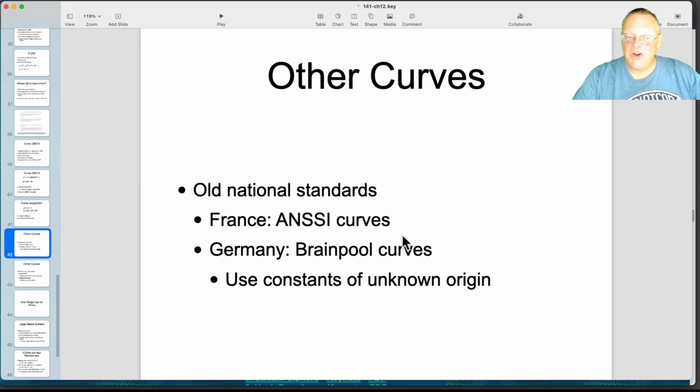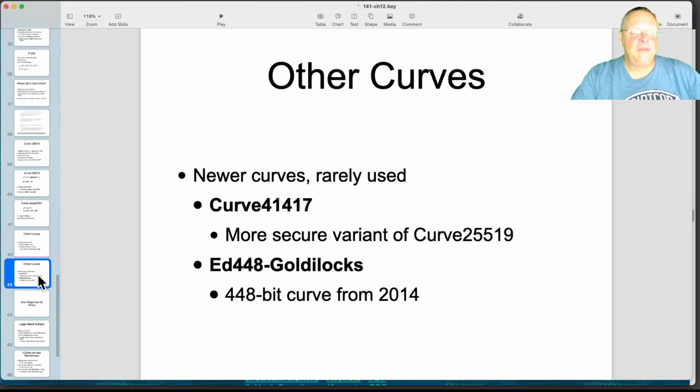France has their own. Germany has their own. Germany also has these suspicious numbers in it, kind of suggesting that whatever the German equivalent is of the NSA has probably secretly backdoored that one too. Here's other ones out there. 41417 is another one. There's a Goldilocks one. You know, there are other ones out there that aren't used that often, but they are available.